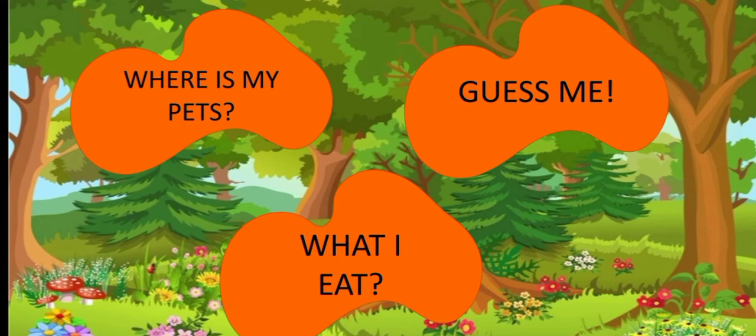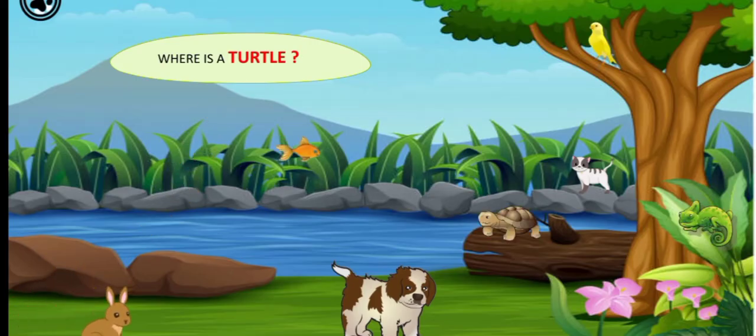These are all games that can attract children to learn. In the first part, Where Is My Pet, children can find a pet based on the instruction.